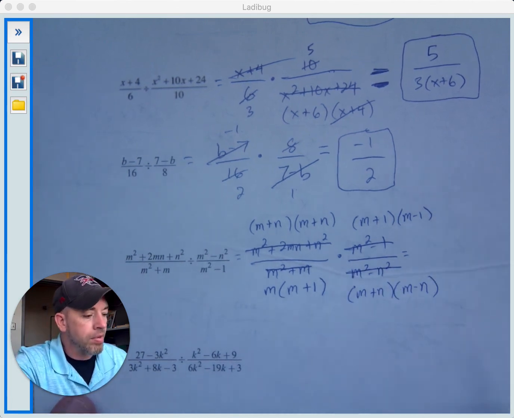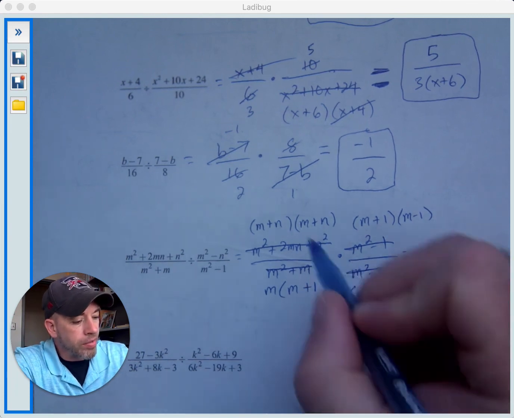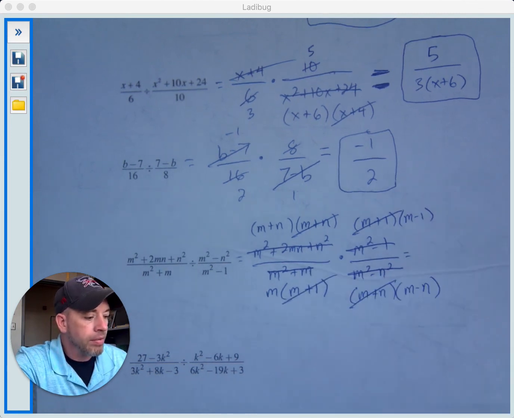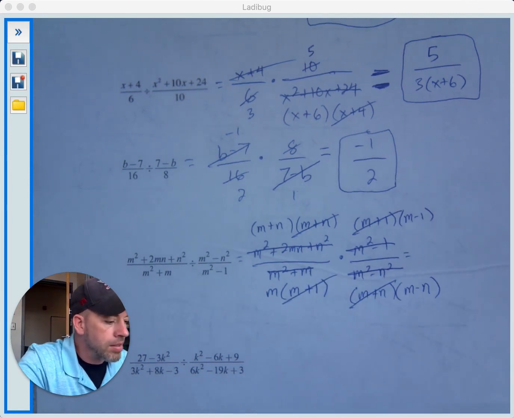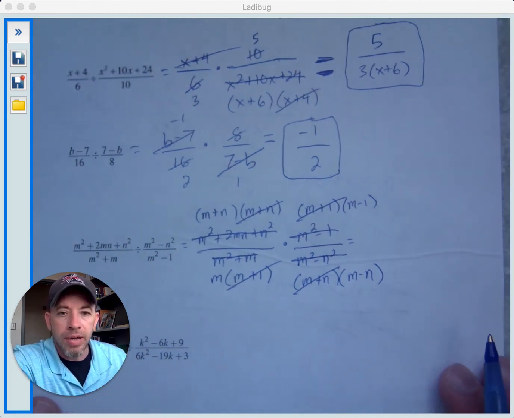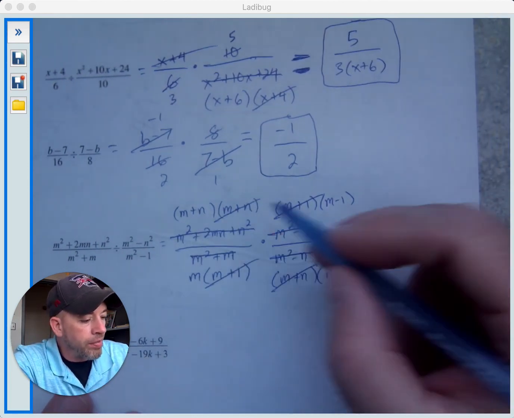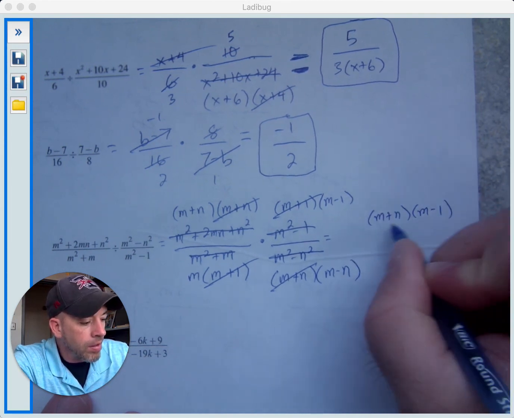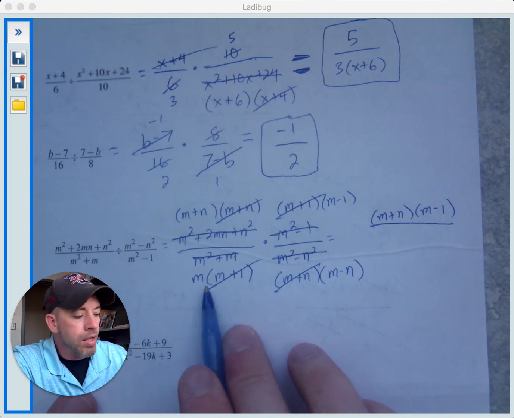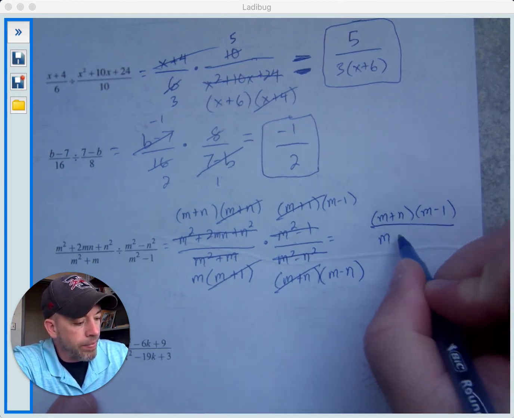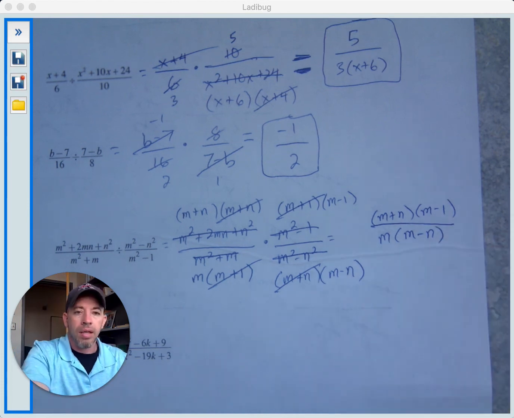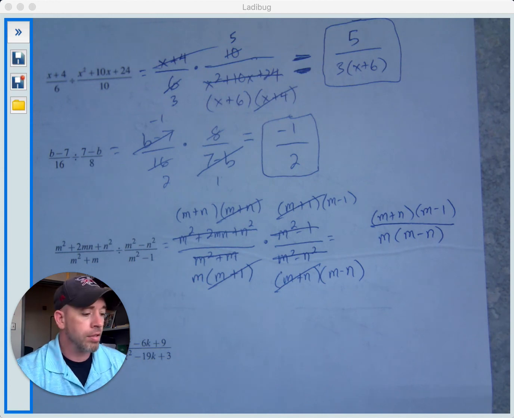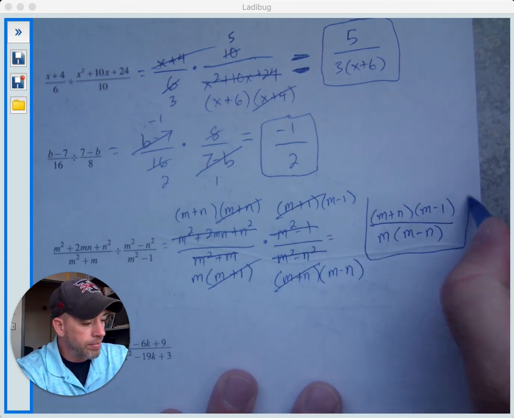Alright, so now we can cancel out an m plus n. We can cancel out an m plus 1. And I think that's it, isn't it? Yeah, I believe that's it. So let's write what we have left. On the top, we have m plus n times m minus 1. On the bottom, we have an m times m minus n. And that's our answer. We can't reduce anymore. There's nothing else we can cancel out. All is good. So this would be our answer.